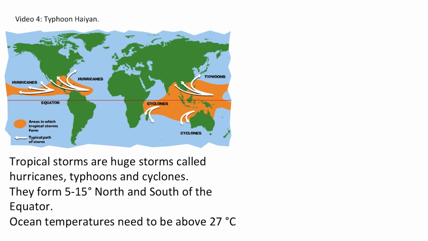Note how the examiner has given us a shaded area which shows where the tropical storms are, as well as the equator. Let's take a look at where they locate. Tropical storms are huge storms called hurricanes, typhoons and cyclones. They form 5 to 15 degrees north and south of the equator, where ocean temperatures need to be above 27 degrees. The examiner would also expect you to be able to describe how they form.